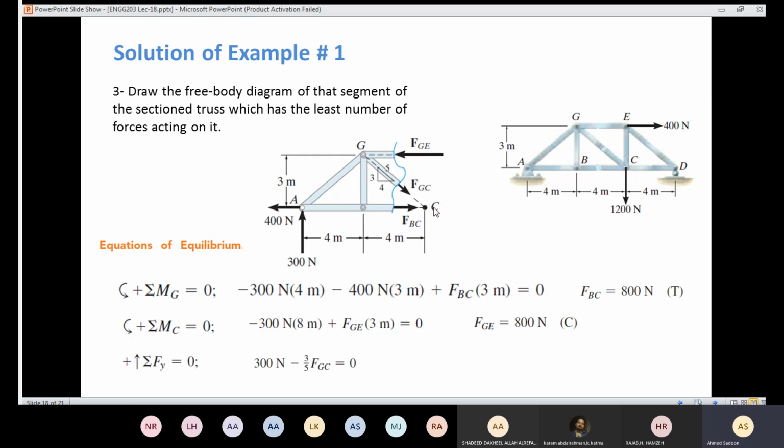So I have this force and that force. I can use that formula from the beginning, it doesn't really matter. Now I have only one unknown, so I can easily solve for FGC. So in the first equation, we determine FBC. In the second equation, we determine FGE. And in the last equation, we determine FGC. Here I have tension, here I have tension, and here I have compression.